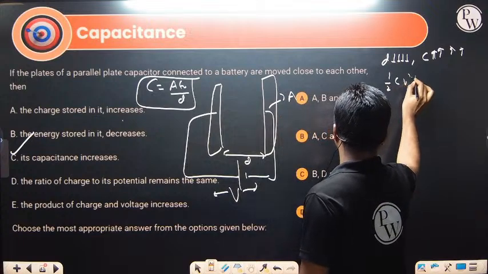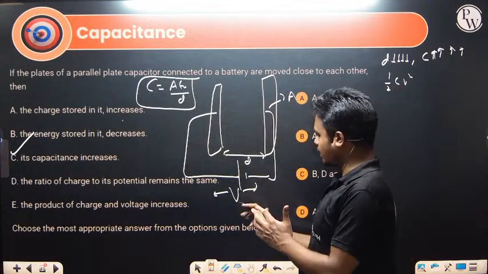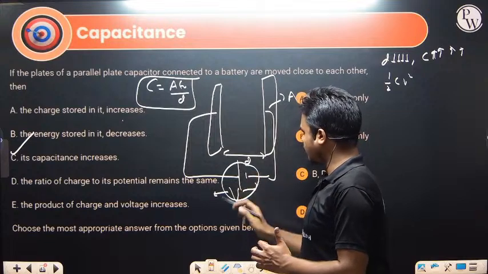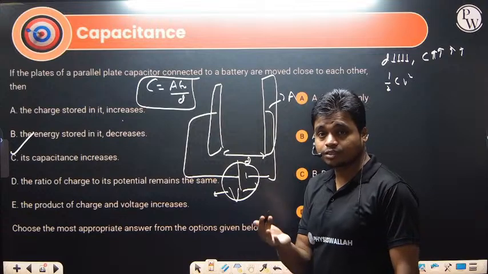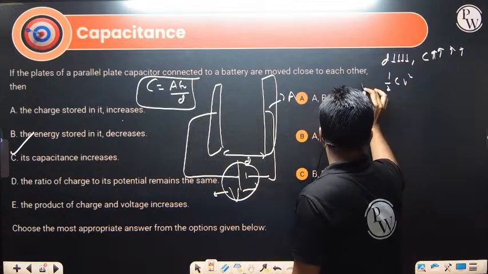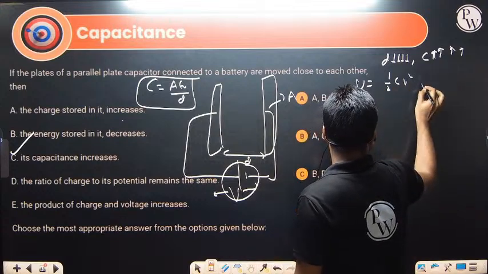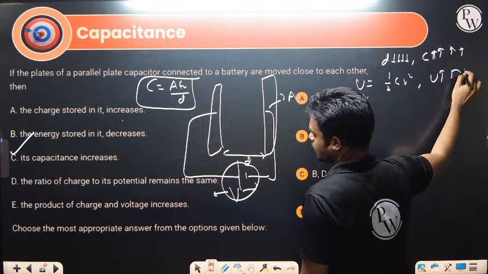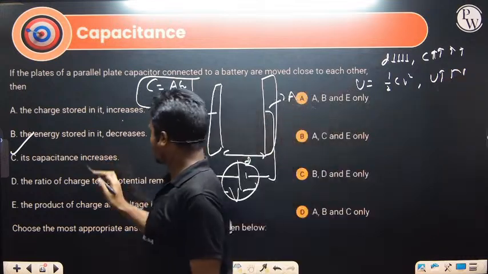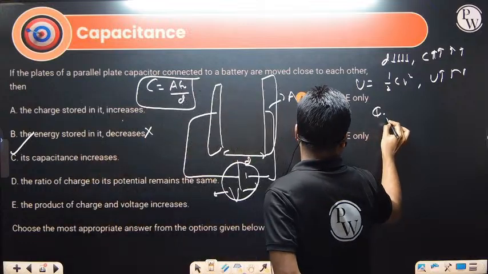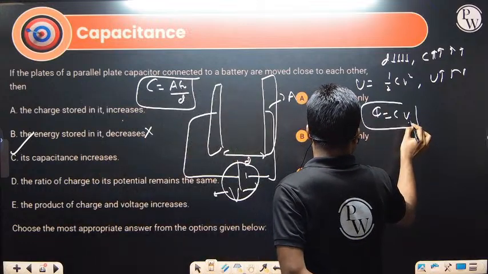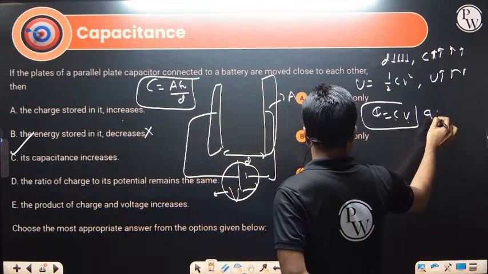Half CV square. I told you, as long as the battery is connected, it will have the same potential. Potential difference will not change as long as the battery is connected. So U is equal to half CV square. C increases, so U also increases. Energy stored in it increases. So this one is wrong. Charge, what is charge? Charge Q is equal to C into V. V is constant, but C increases, so Q also increases.